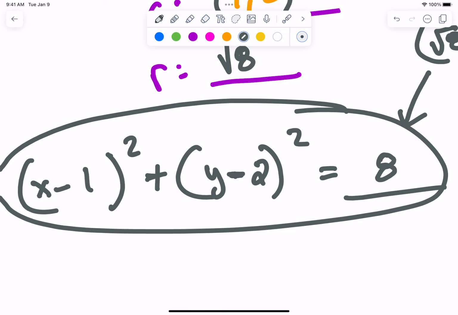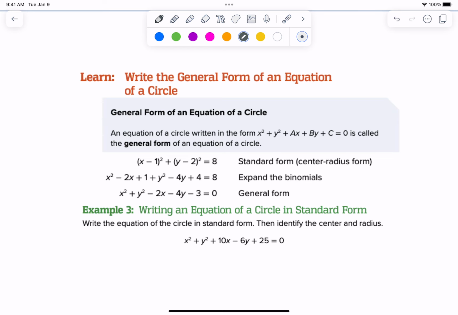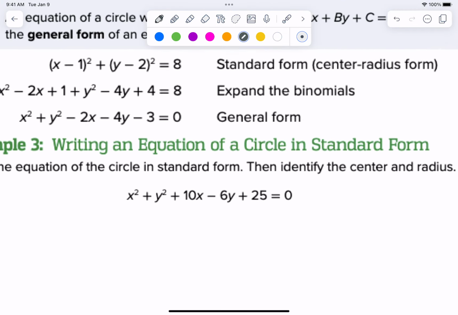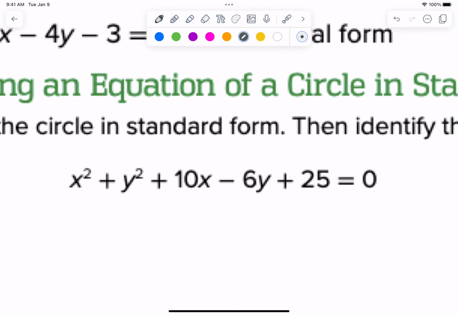Let's go to the back side. I think we're good. Okay. Save this for tomorrow. All right, are you ready?